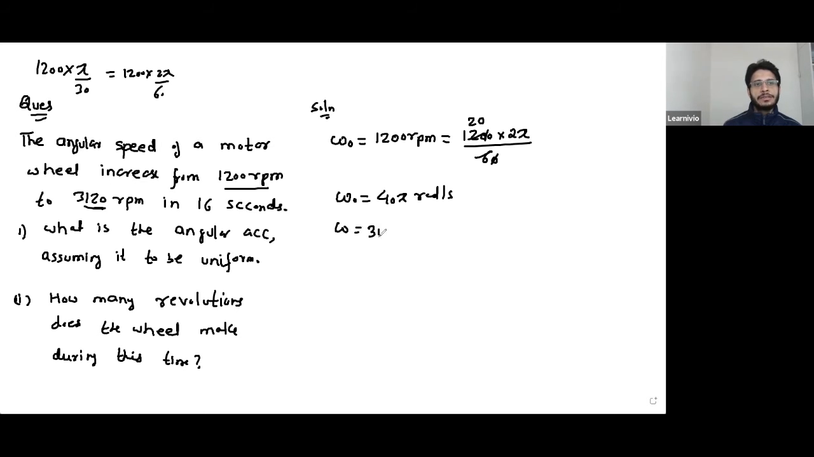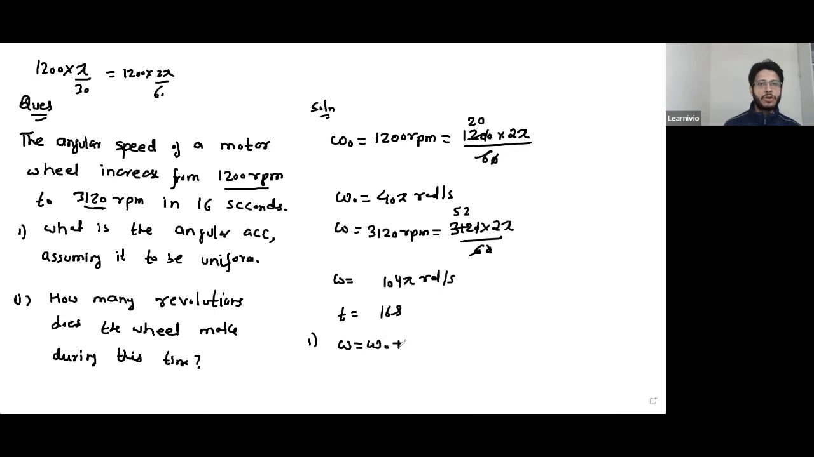Second, omega is 3120 RPM. So 3120 RPM basically means 3120 into 2 pi by 60. Yes, Noor, you're correct, this gets cancelled out. 6 5 is 30, 6 is 12. So your omega comes out to be 104 pi radian per second. Your time is 16 seconds. In the first part, you're supposed to calculate alpha, so you can use omega is omega naught plus alpha t. Your omega is 104 pi, your omega naught is 40 pi, your alpha is unknown, your time is 16 seconds.